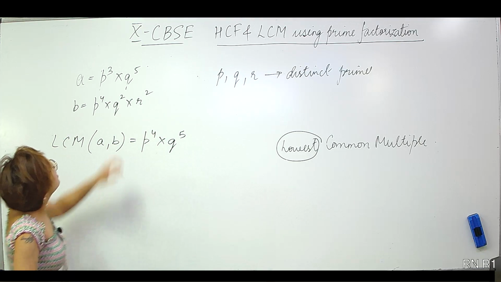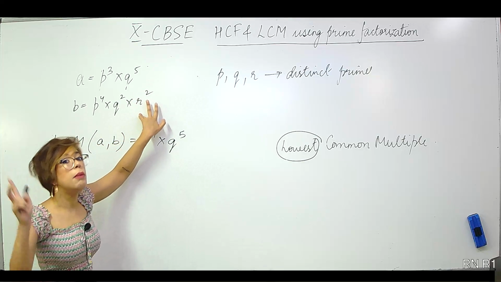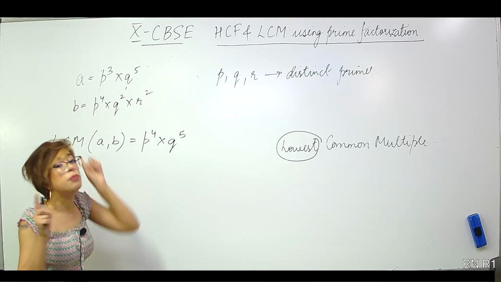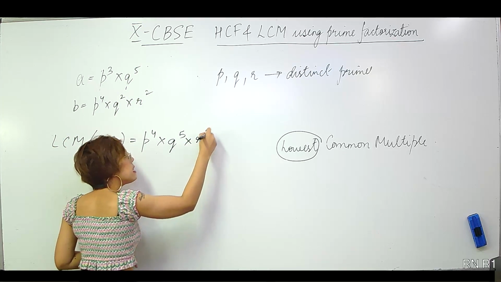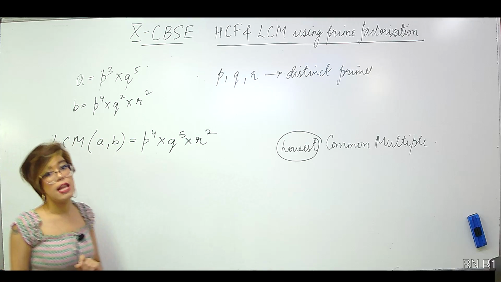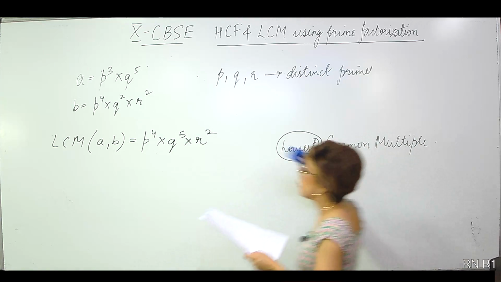Similarly, R is not here, but R squared is here. I want the common multiple, which is present over here and over here. That means R squared has to be present. And this is the lowest of all the common multiples. That is why this is the LCM. Now, let's do another small question.